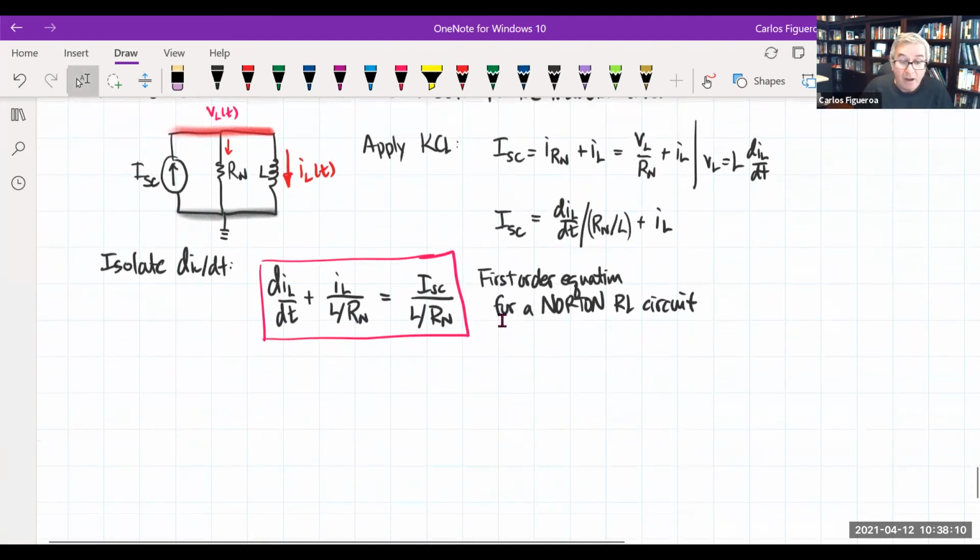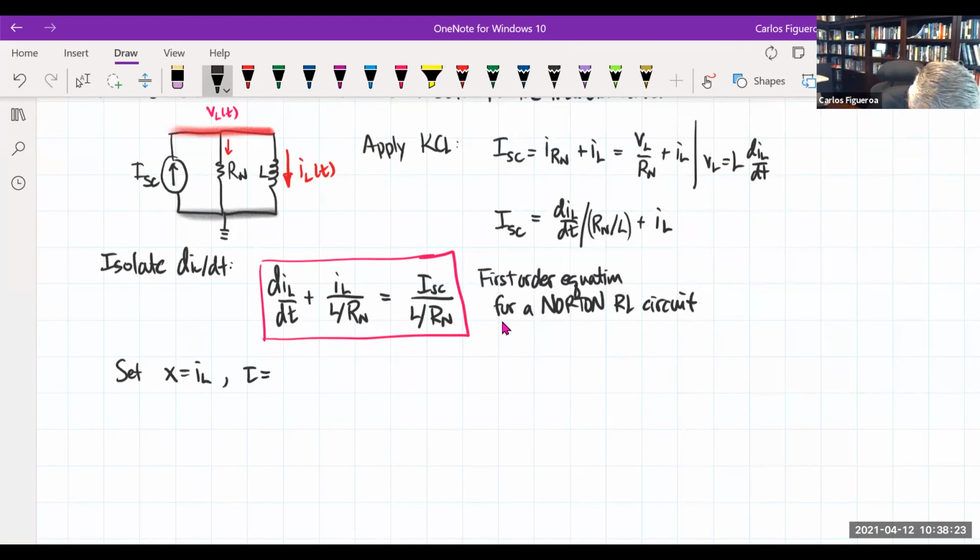So we should use some common notation here so that we can see what we did before. I'm going to set x equal to IL. I'm going to set tau equal to L over R Thevenin. And then I'm going to set K equal to I short circuit divided by tau. If I do that, I'm going to get a solution that looks something like this: dx/dt plus x over tau equals K over tau.